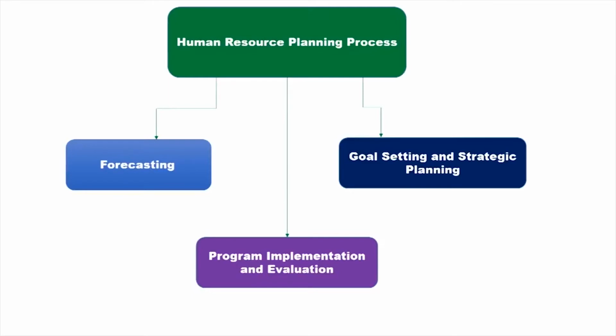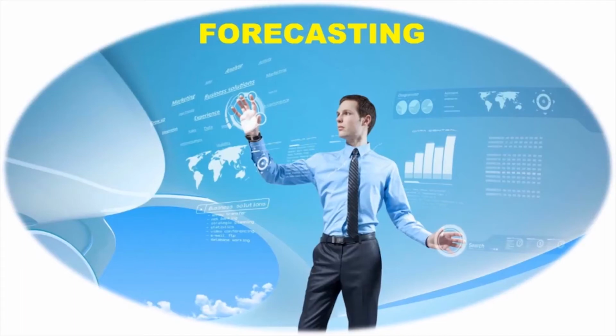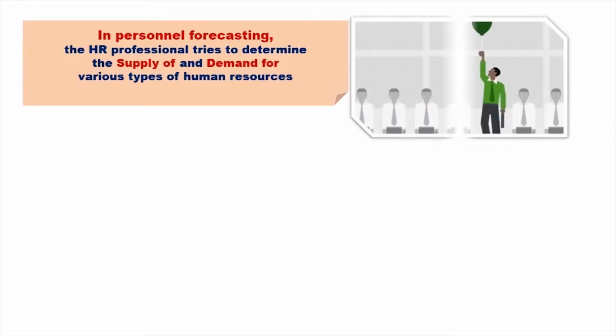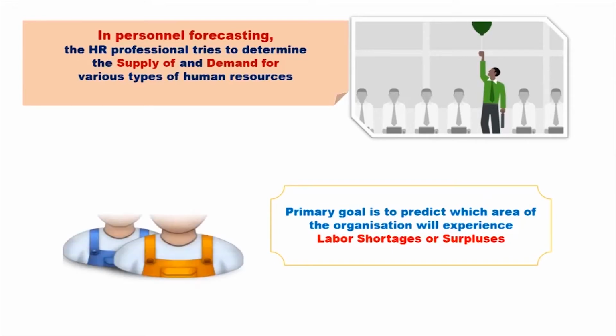Now, beginning with the first step in human resource planning, that is forecasting. Well, in personnel forecasting, the HR professional tries to determine the supply of and demand for various types of human resources. The primary goal is to predict which area of the organization will experience labor shortages or surpluses.